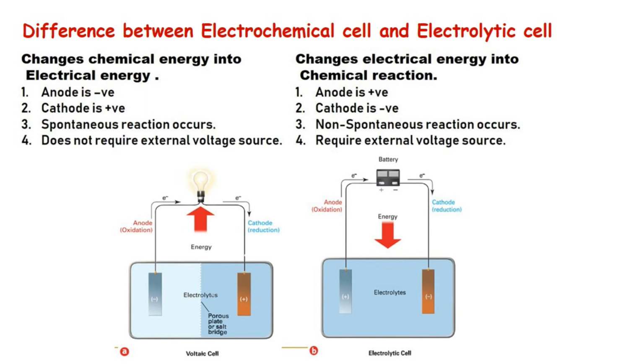In electrolytic cell, also anode undergoes oxidation, but anode is connected to the positive pole of the battery, therefore it becomes positive here. Cathode is negative here in electrolytic cell. So the sign of the electrode changes, the charge of the electrode changes in both the cells. That is the major difference between electrochemical cell and electrolytic cell.